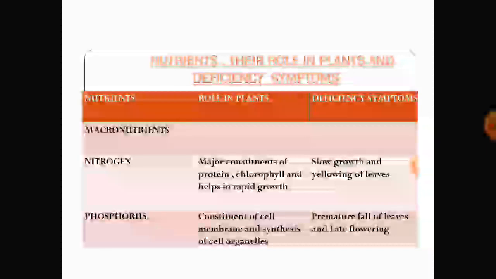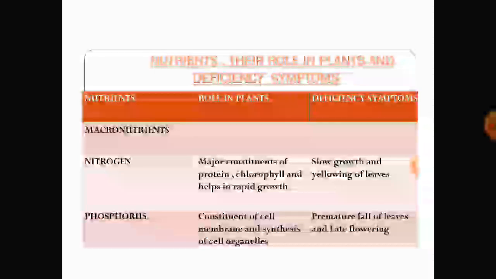Nutrients, their role in plants and their deficiency symptoms. Now, plants require certain elements for their growth and development, and those are known as plant nutrients. The elements which are required for the growth and development of the plant are called plant nutrients. So, plants are not able to grow normally and complete their life cycle in the absence of these nutrients. Such elements cannot be replaced by any other elements.